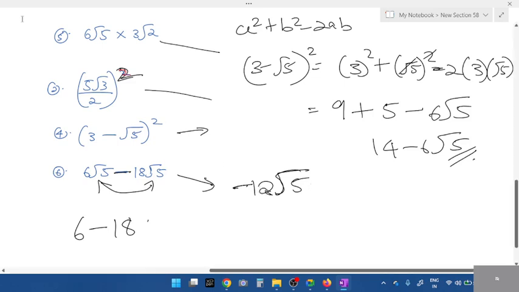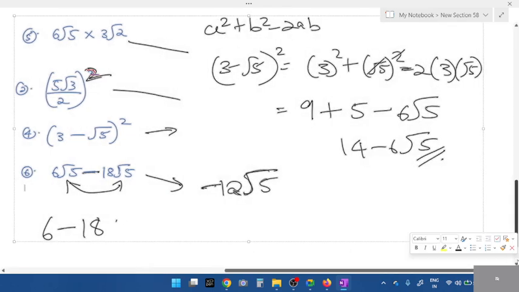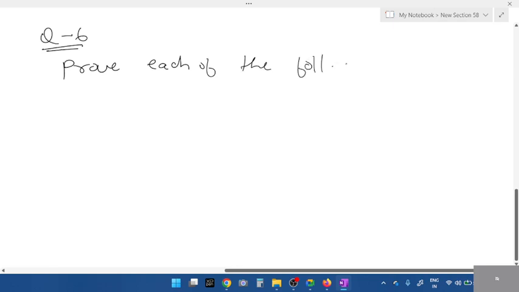Okay, next question. Look, all these questions are there in your textbook. I'm just solving all relevant questions. Next one, even this is there in your textbook. Question number 6. Prove each of the following numbers is rational. Sorry, irrational. You have to prove that they are irrational, students. It's a proving question. You'll get one question for 3 marks.